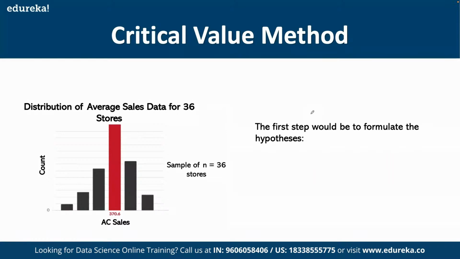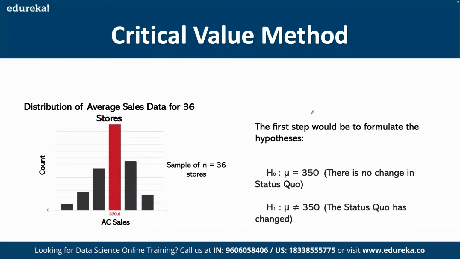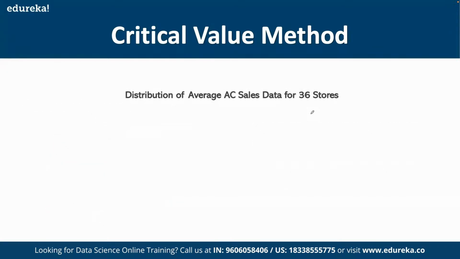The first step is to formulate the hypothesis. So we'll define the null hypothesis and the alternate hypothesis. The null hypothesis is that the mean is 350, which means that there is no change in the store's status quo. And the alternate hypothesis says that the average is not equal to 350. Once we define the hypotheses, we are going to select the sample. In this scenario, we'll look into the sample of 36 stores.